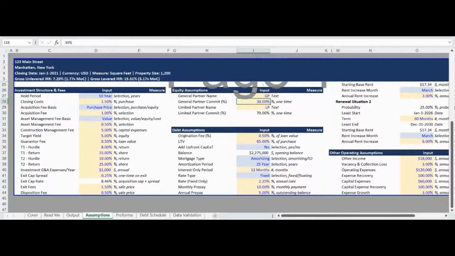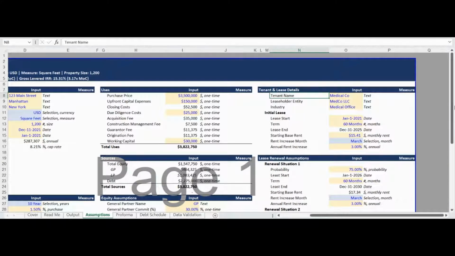The model has a highly dynamic debt schedule allowing for a variety of user customizations. Debt assumptions include loan-to-value, the ability to add upfront capital expenses to the loan, and the ability to model amortizing and interest-only loans utilizing fixed or floating rate debt. The model has the ability to model an interest-only period within an amortizing loan as well as the ability to utilize monthly and annual prepayments if desired.